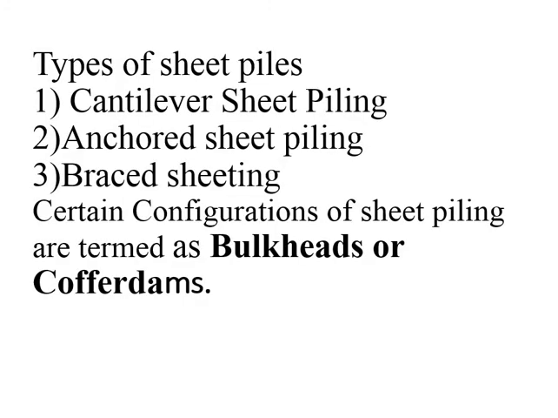These are the various types of sheet piles: cantilever sheet piling, anchored sheet piling, then braced sheeting. Certain configurations of sheet pilings are termed as bulkheads or cofferdams. Sheet piles used for retaining walls are classified as anchor sheet pile or cantilever sheet pile. They are made up of various materials like steel, concrete, wood, or aluminum.